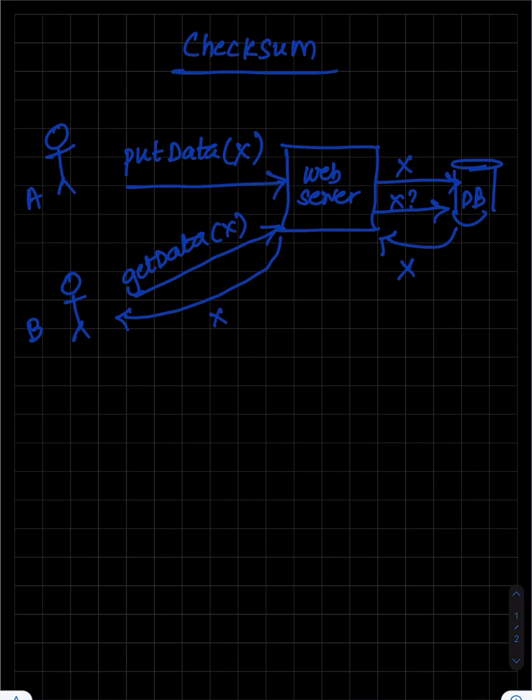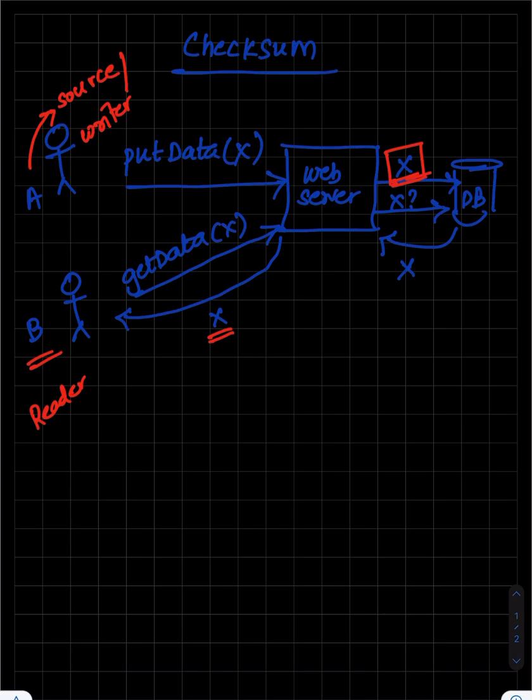Now the problem over here is: how does B know that the value X which it received from the web server was the same value X which was originally written by the user A? In this case, A is the originator of the data, which we call the source of the data, and which initially wrote the value X into the database. And B is nothing but a reader of that same data.